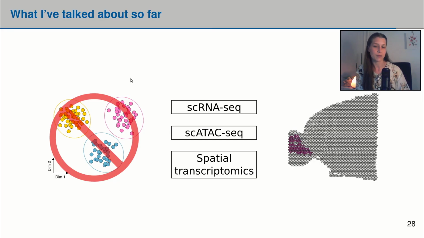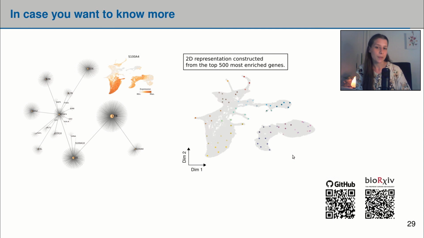So to summarize what I've taught you so far, SEMITONES is a tool for the cluster-independent identification of highly selective marker genes. SEMITONES can be applied to diverse omics data types, including single-cell RNA-seq, single-cell ATAC-seq, and spatial transcriptomics data. And finally, besides the identification of marker genes, SEMITONES can also be used to annotate individual cells or locations based on known marker genes.